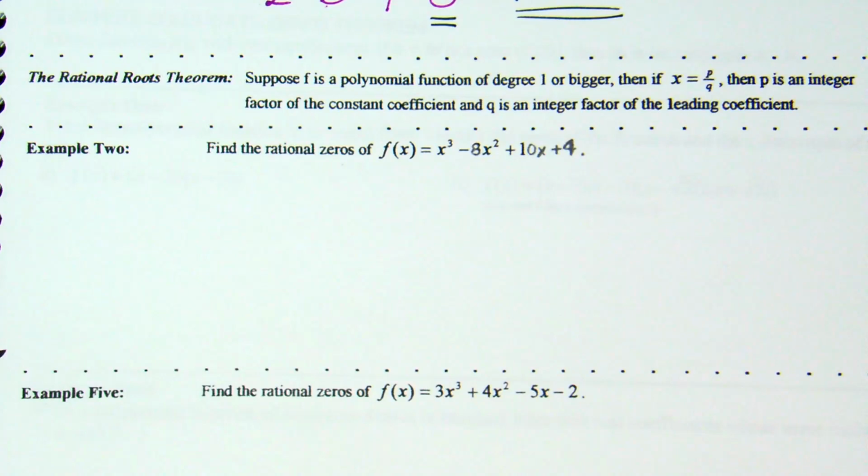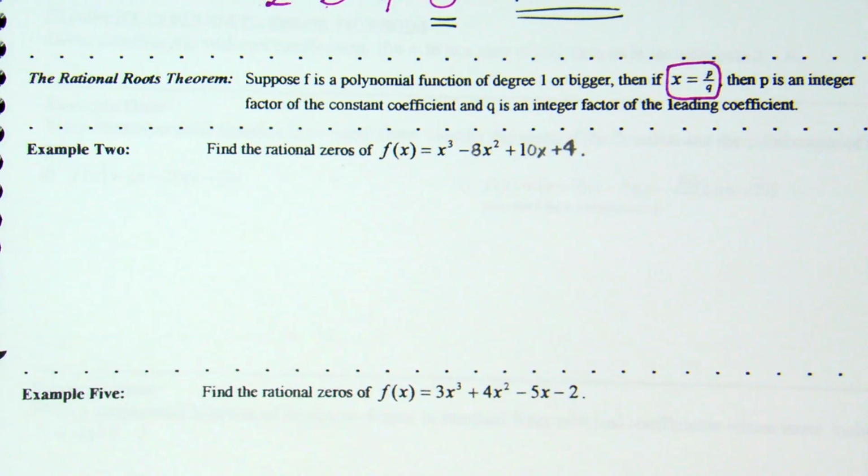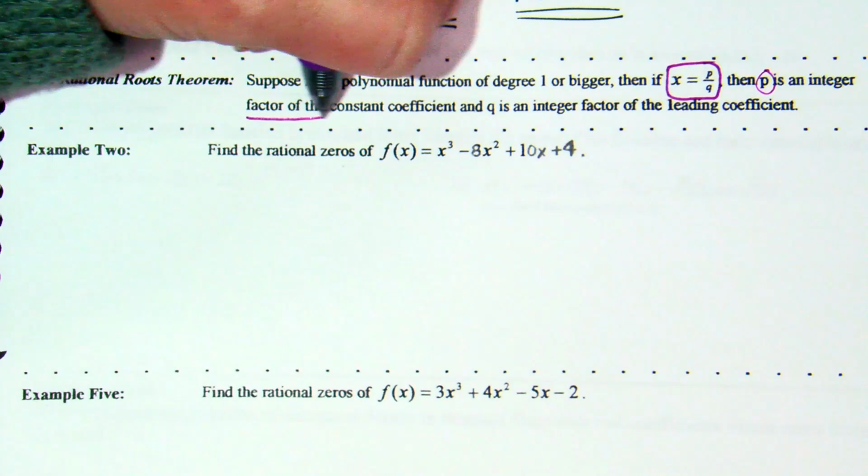The vocabulary here says, suppose f is a polynomial function, degree 1 or bigger. Then, if x equals p over q, p is an integer factor of the constant coefficient, and q is an integer factor of the leading coefficient. So p is an integer factor of the constant, and q is a factor of the leading coefficient. Now, let's put it into words.